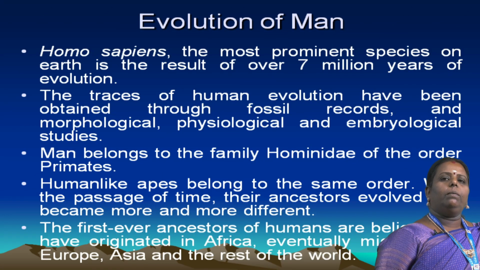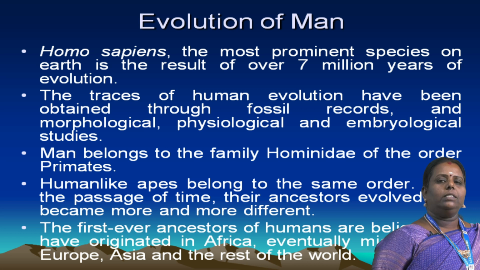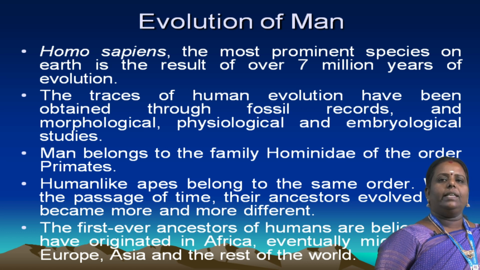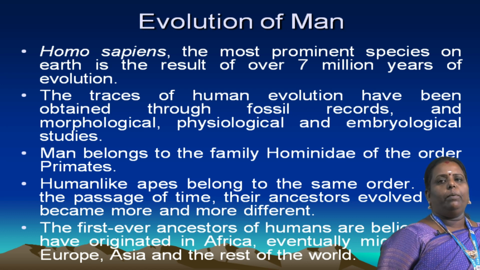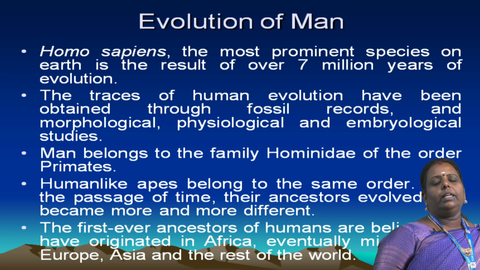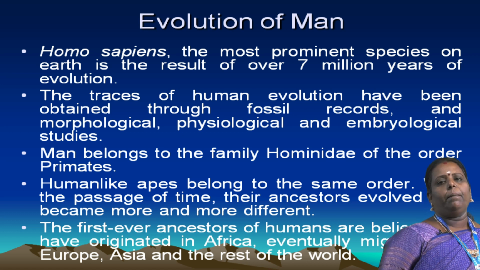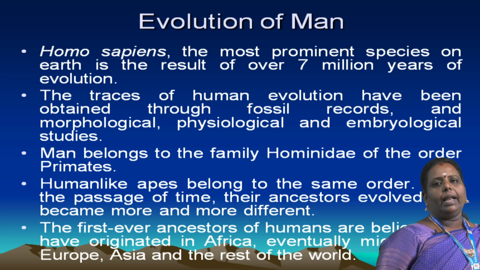Now, the normal modern human is called Homo sapiens. The most prominent species of the earth resulted 7 million years ago. In the evolution of the human being, all the species changes are known. The traces of the human evolution have been obtained through the fossil record.